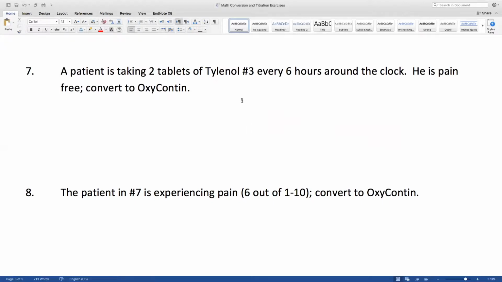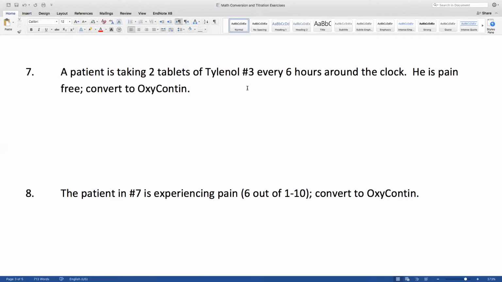Let's try the Tylenol 3 conversion, shall we? So how much codeine is this? What's in Tylenol 3? Do you guys know? This is an official class. We're just farting around. How much? Tylenol 3 has how much codeine in it?